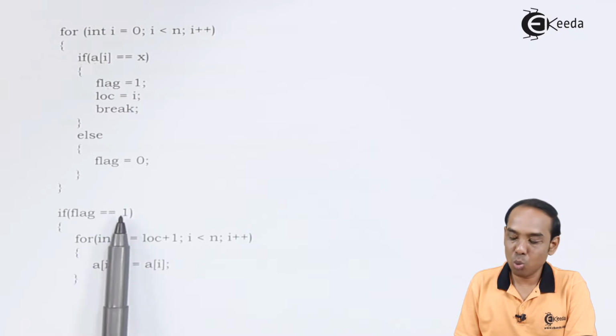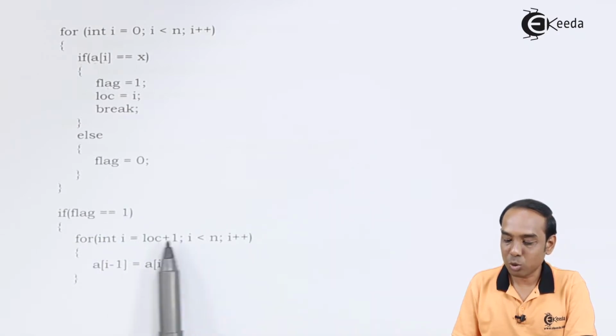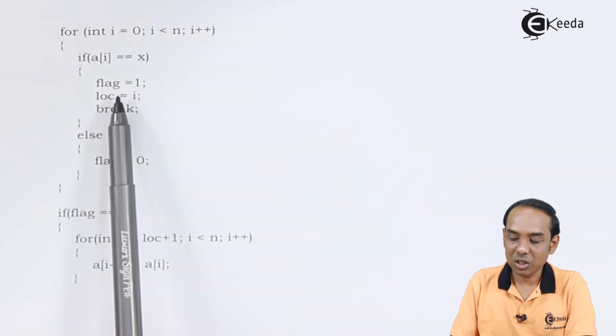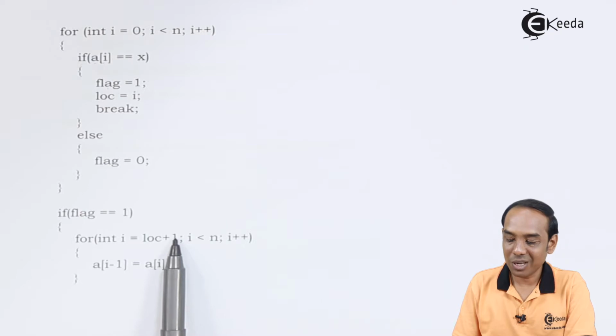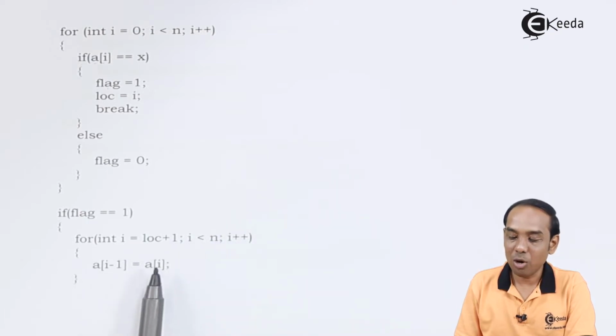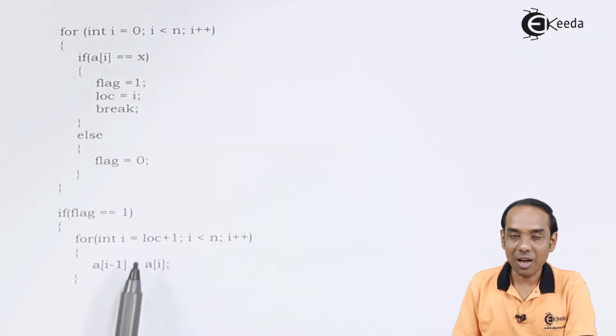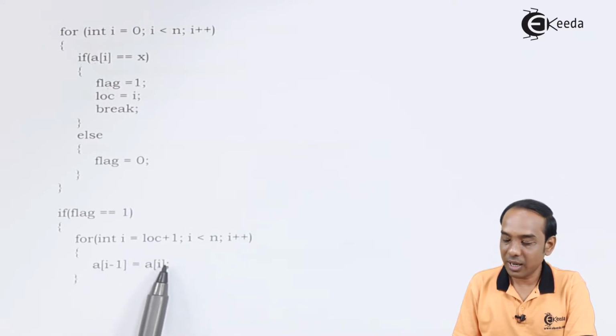Flag equal to 1. In that case, we have for int i equal to location plus 1. So we have the location value as the i value. So we start from int i equal to location plus 1 and we go till n minus 1, and we transfer that value to i minus 1. So we have a[i-1] equal to a[i]. Like this, the value at a[i] will be transferred to index i minus 1.